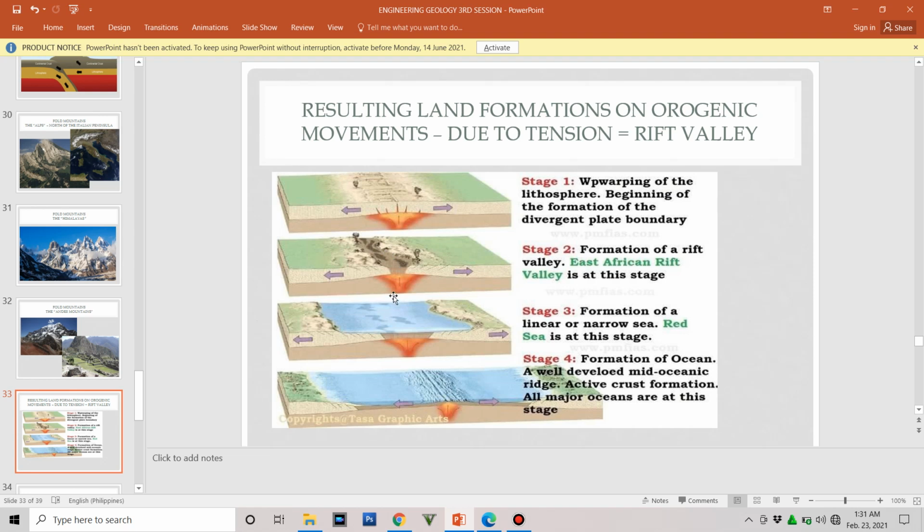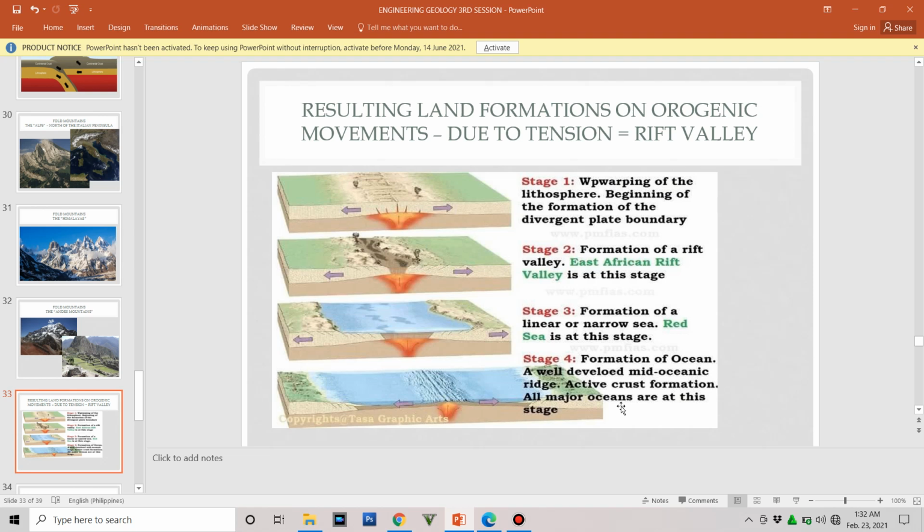And from that, lalawak ng lalawak yung separation. On stage 3, there will be a formation of a linear or narrow sea. An example is the Red Sea. Okay, is at this stage. And then the final stage is the formation of the ocean, a well-developed mid-oceanic ridge, active crust formation.